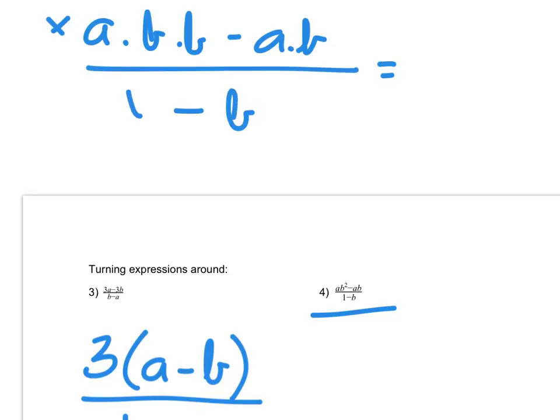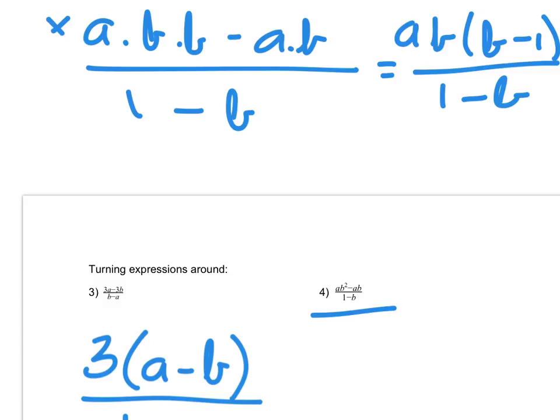Okay, so for the purposes of factoring, what's common to each one? An A and a B. So we've AB times A minus 1. No, sorry, B minus 1. Correct that. On the top, we have B minus 1, and 1 minus B on the bottom.